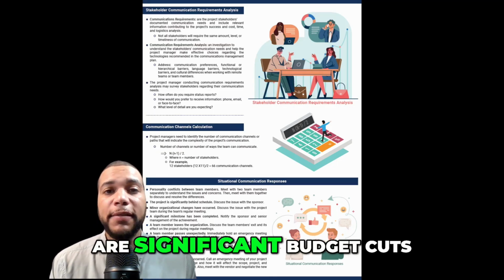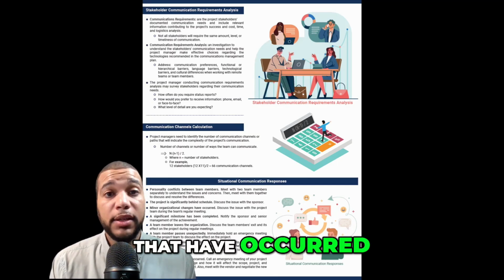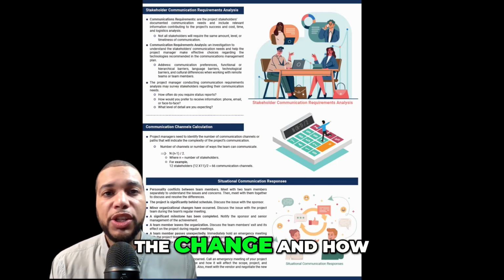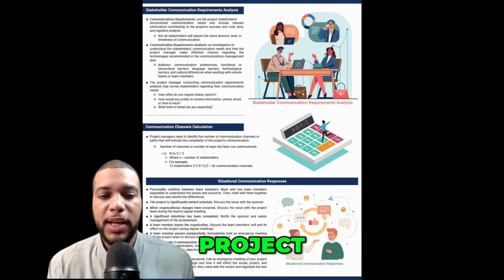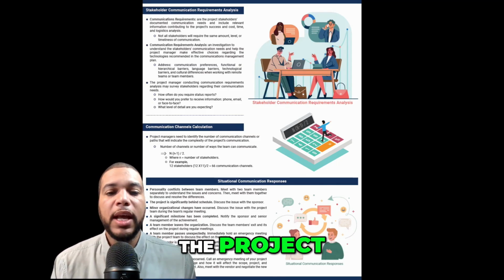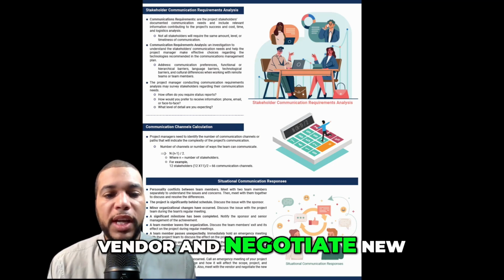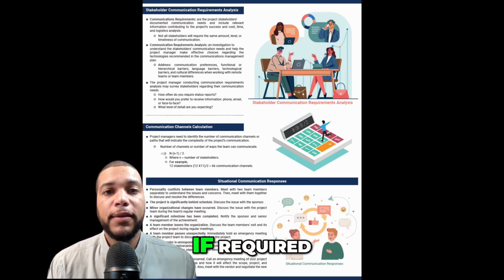Let's say that there are significant budget cuts that have occurred. You need to call an emergency meeting with your project team. You need to announce the change and how it's going to impact the scope, project, and resources needed for the project. And also you need to contact and meet with the vendor and negotiate new contract terms if required.